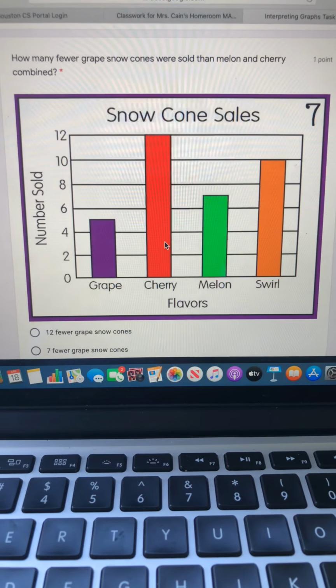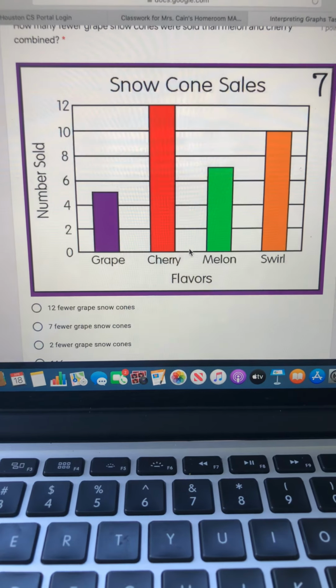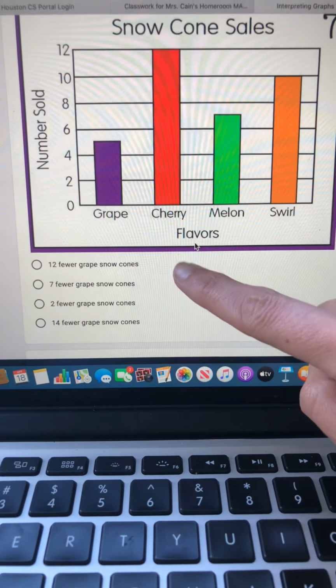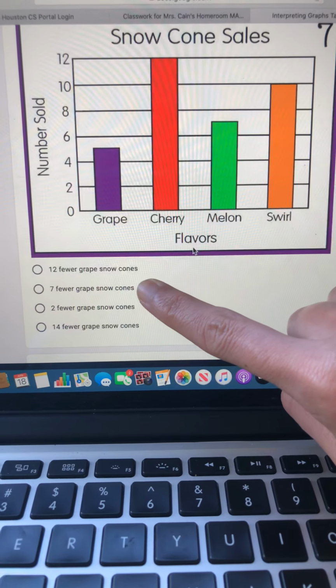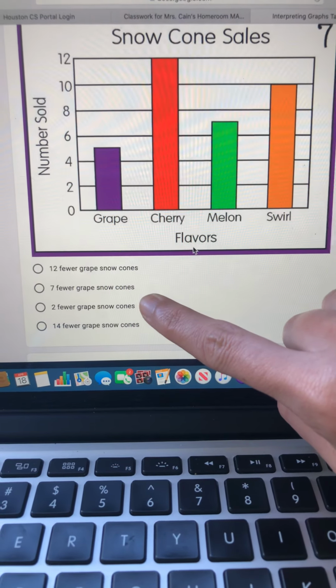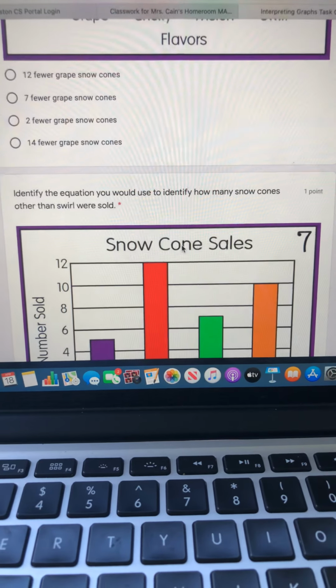All right, so how many fewer grape snow cones were sold than melon and cherry combined? Was it 12 fewer grape snow cones, 7 fewer grape snow cones, 2 fewer grape snow cones, or 14 fewer grape snow cones?